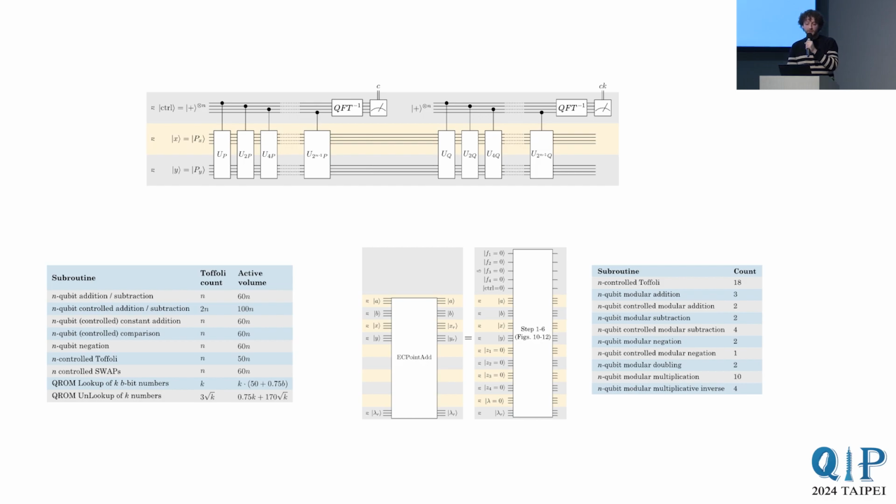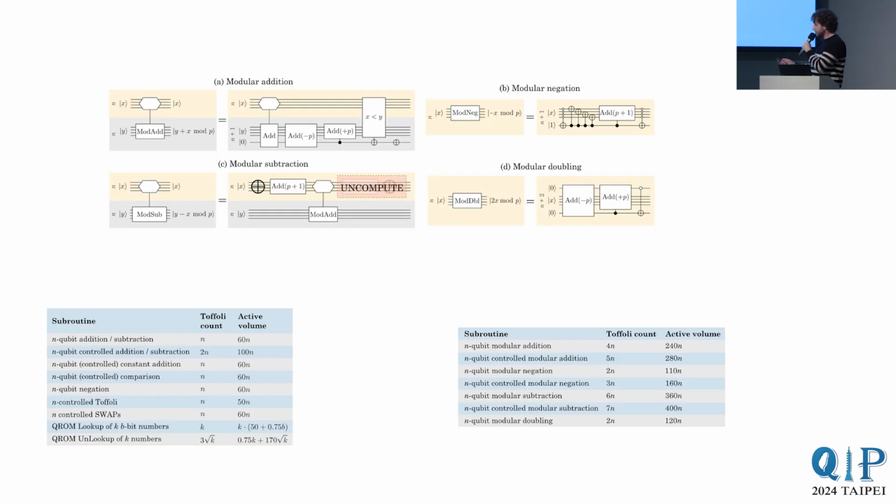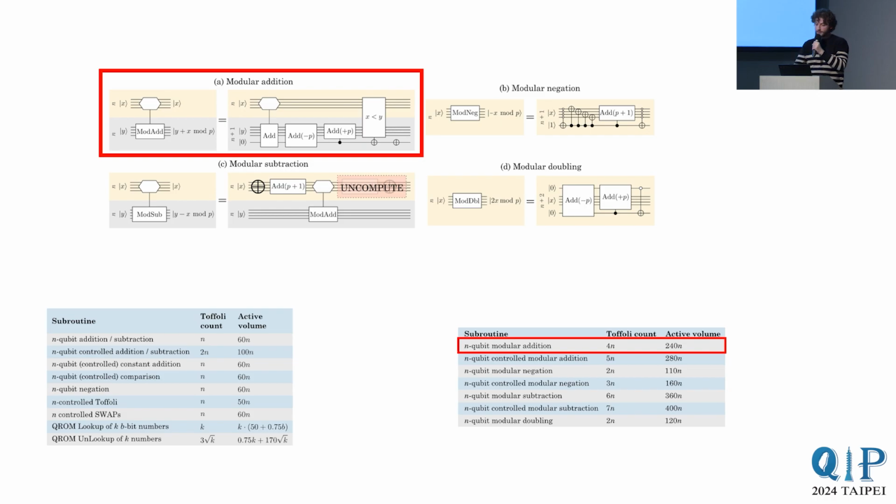And because none of these modular arithmetic operations are in this left table of basic subroutines, the next step is to decompose these modular arithmetic subroutines into non-modular arithmetic so that we can obtain Toffoli counts and active volume estimates. Again, we use prescriptions that are known from the literature. I will just flash a very brief overview. For example, modular addition can be done with 3 non-modular additions in a comparator, which is 4n Toffolis or 240n blocks of active volume. Negation, subtraction, and doubling can also be done with standard non-modular arithmetic, and that's how we arrive at these numbers.